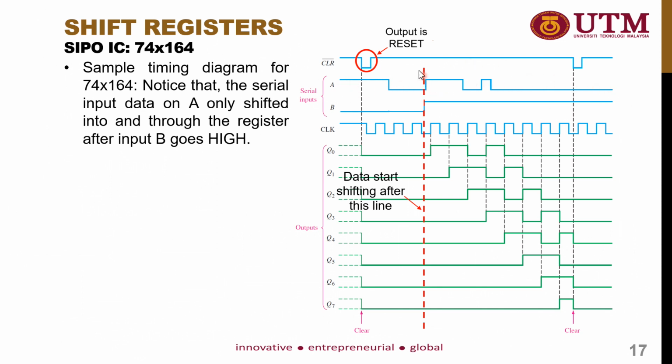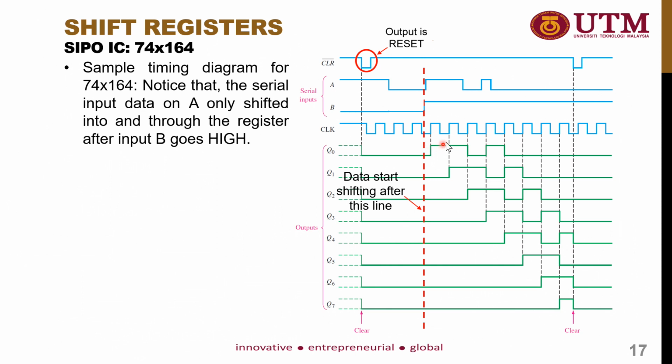Okay, so as you can see from this timing diagram, the output is initially reset. So initially, the output of each flip-flop will become 0. Okay, all will become 0. And after the serial input B becomes 1, which comes after this red line, data will start shifting. Right now this is the time where the serial input B equals 1. So at the positive edge triggered, you can see here the serial input equals 1. Therefore Q0 will start shifting first. Okay, so Q0 will become 1.